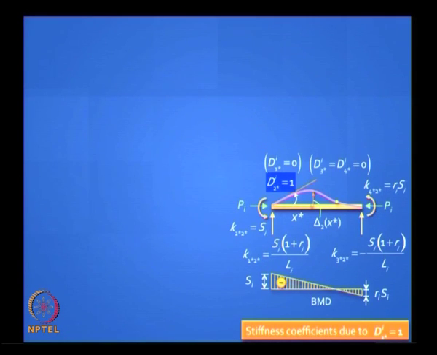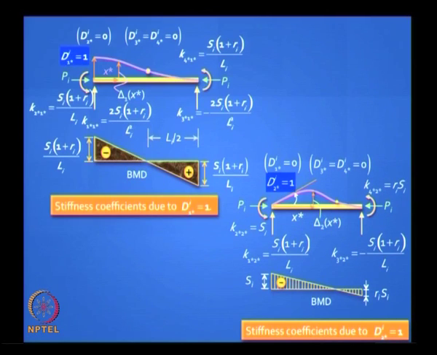and so we can easily generate the stiffness coefficients corresponding to the 4 displacements, applying them one at a time. The easiest to apply is when you have a unit rotation at one end. Instead of 4 EI by L, you have SI. The carryover moment will be RI SI, and then the shear forces come easily as the sum of those two moments divided by the span.